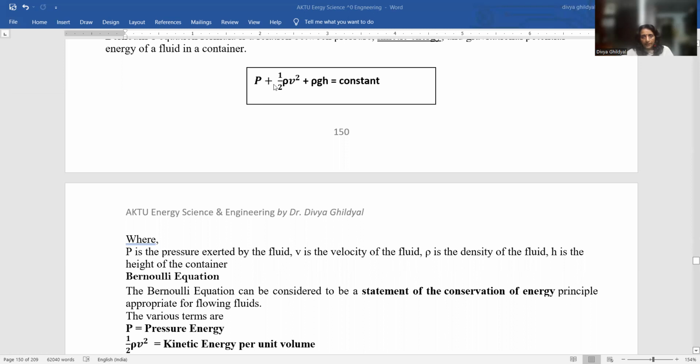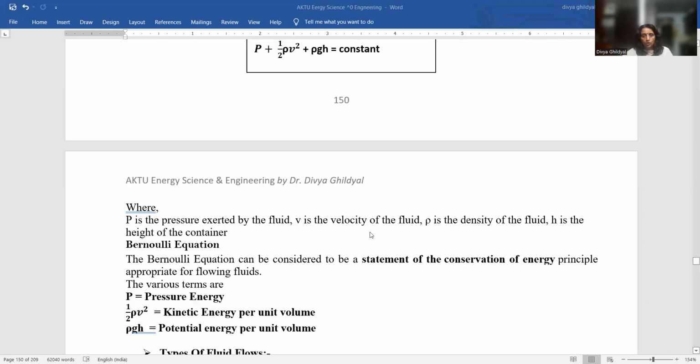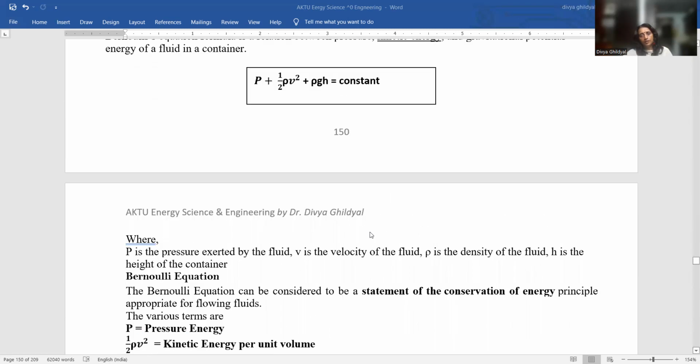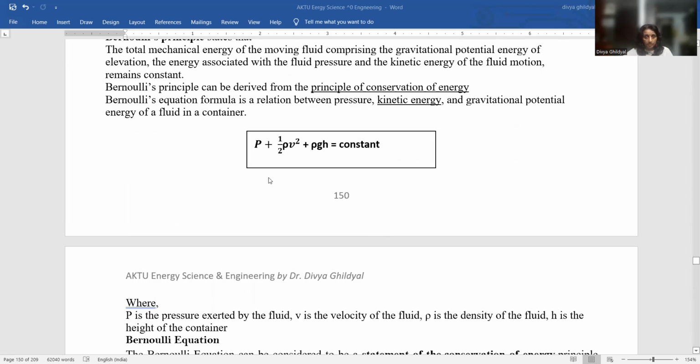And also P here represents pressure energy, half rho v square represents kinetic energy per unit volume, because kinetic energy is half m v square, and mass is volume into density. So I am writing kinetic energy per unit volume. Rho g h, potential energy per unit volume. This is very important. Section A question, very important. What are the different terms? Which expression represents the principle of conservation of energy in fluid dynamics? What is Bernoulli's principle? Write the mathematical expression of Bernoulli's principle.